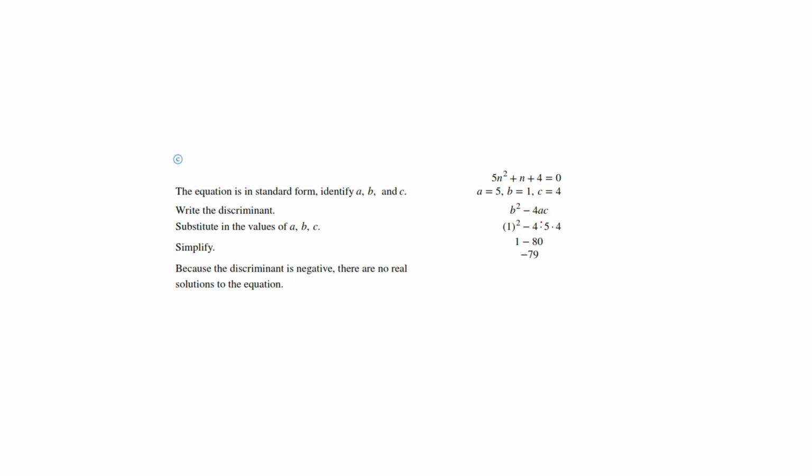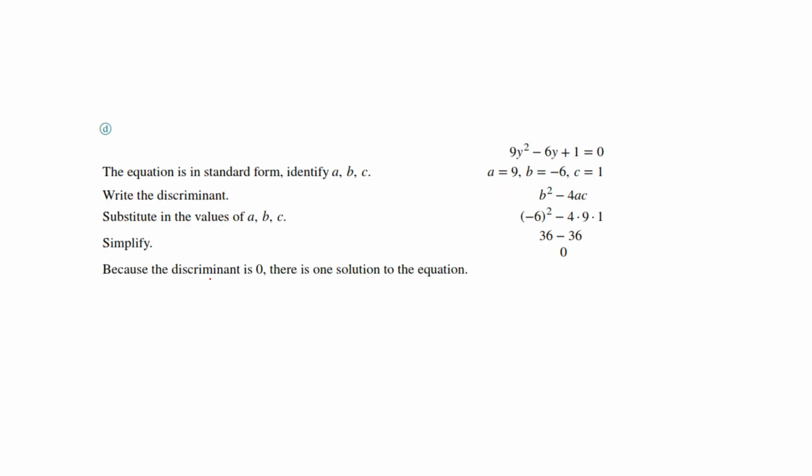They get a negative on this one. Again, just doing the discriminant, they get a negative, so there are no real solutions. This last one they work out, they get a 0. So the square root of 0 is 0. Plus or minus 0 doesn't do anything. So it's again just the logic. We're just going to get one solution.